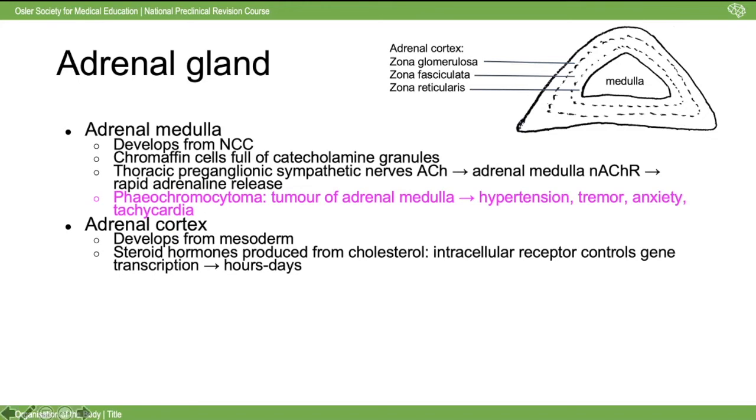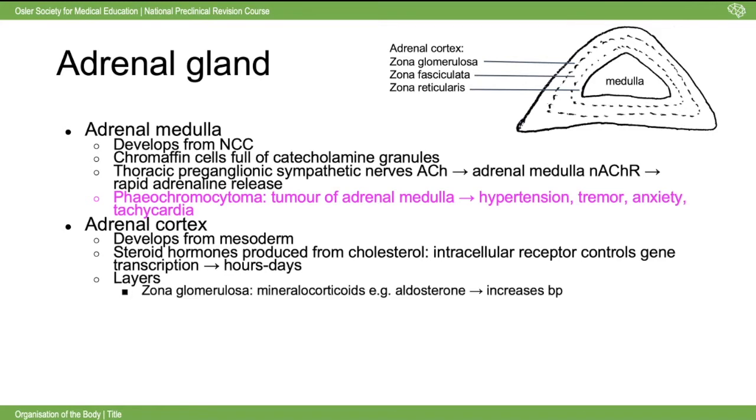And the steroid hormones can diffuse through the cell surface membrane because they're lipid soluble, and they act on intracellular receptors, which then diffuse into the nucleus and act to control gene transcription. And because you need transcription to take place and then translation for steroid hormones to have an effect, their effect usually takes place on the scale of hours to days, whereas the catecholamines released from the adrenal medulla will have an effect on the scale of seconds.